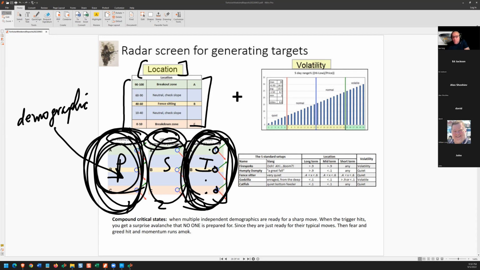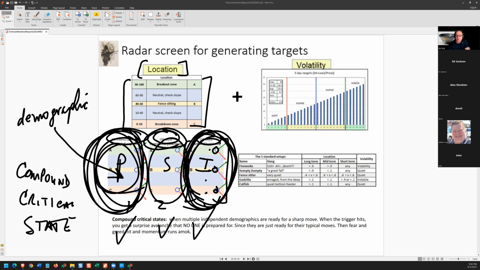Now, when we have a symbol that is in a critical state on all 3 of those time frames, we have magic. It is a compound critical state. And so when we're looking for a Godzilla, one of our 5 standard setups, he is in the bottom 10% on the long term and the midterm. And then we are willing to accept him at the extreme high or the extreme low on the 10-day, because Godzilla could break down and then shoot up short term and then continue or fail big.